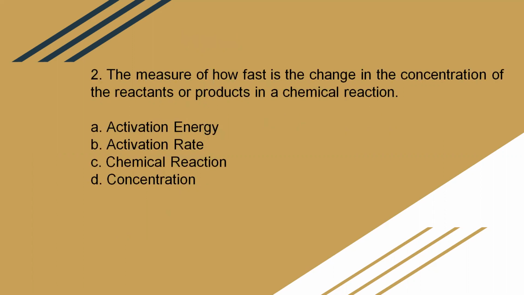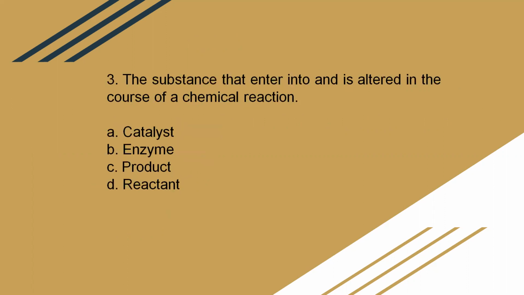2. The measure of how fast is the change in the concentration of the reactants or products in a chemical reaction. A. Activation energy. B. Activation rate. C. Chemical reaction. D. Concentration. That is letter B. 3. The substance that enters into and is altered in the course of a chemical reaction. A. Catalyst. B. Enzyme. C. Product. D. Reactant. So the answer is letter D.